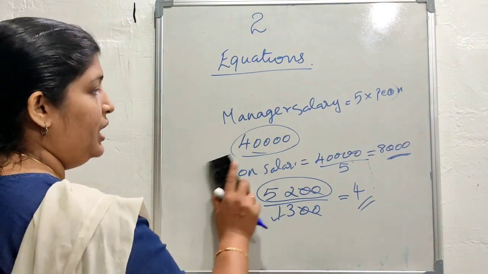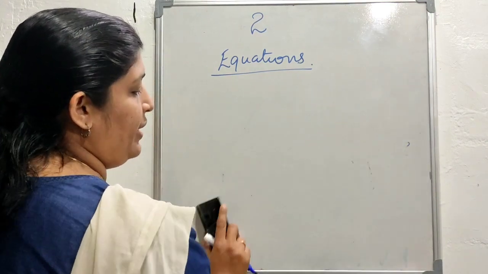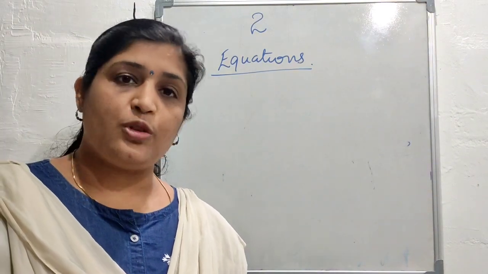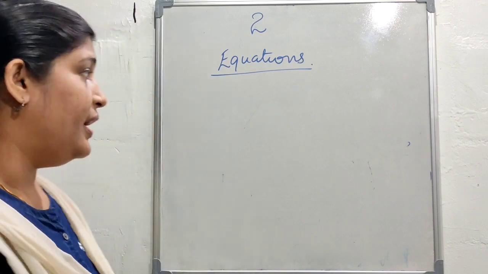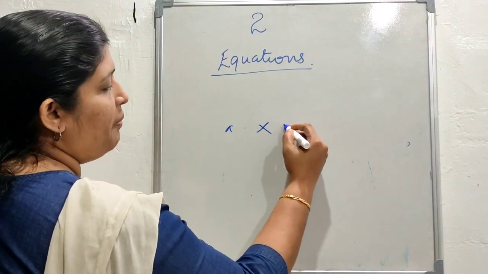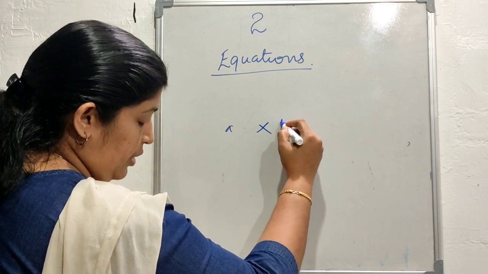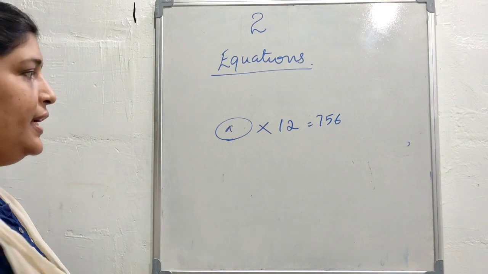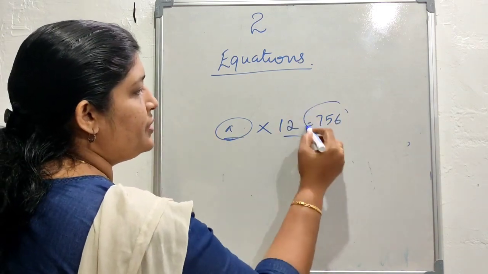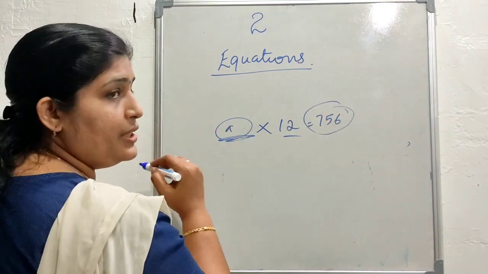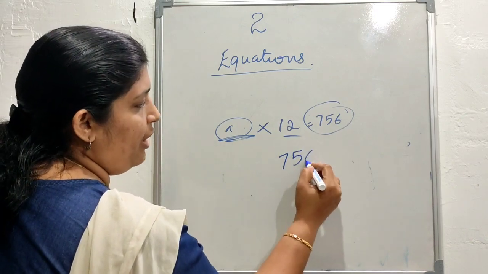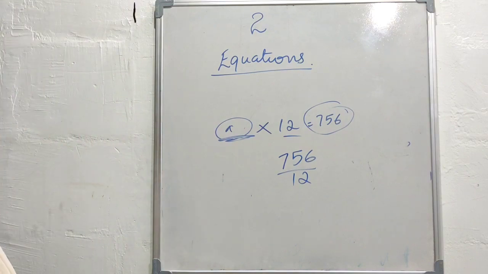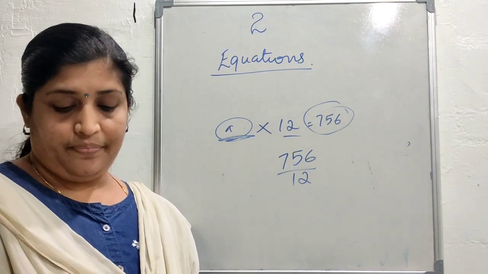Then next, a number multiplied by 12 gives 756. What is the number? A number multiplied by 12 gives 756. Then how do we find this number? For that, we just divide 756 by 12. Okay, 756 divided by 12.